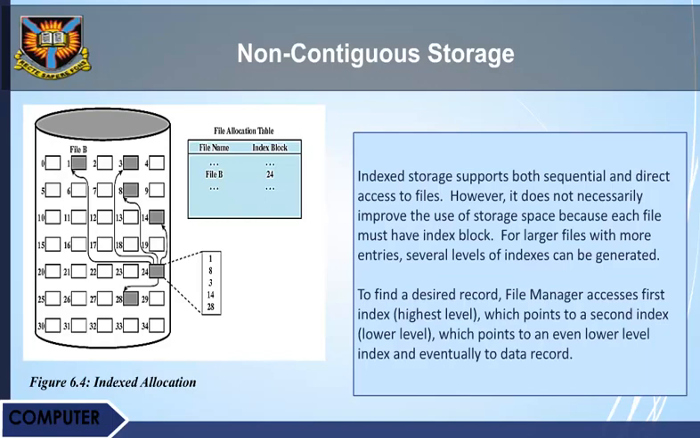To find the desired record, the File Manager accesses the first index, the highest level, which points to a second index at a lower level, which points to an even lower level index, and eventually to the data record.